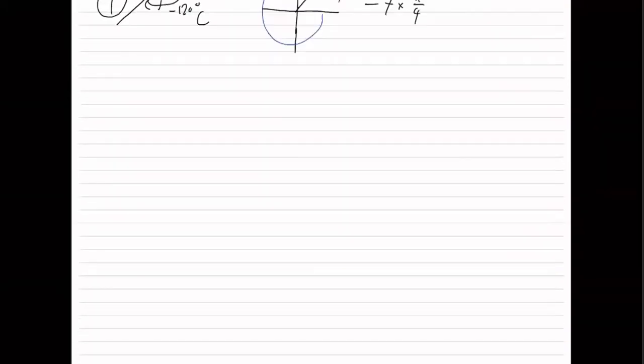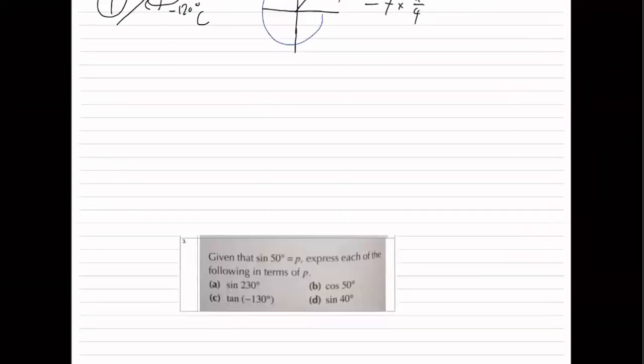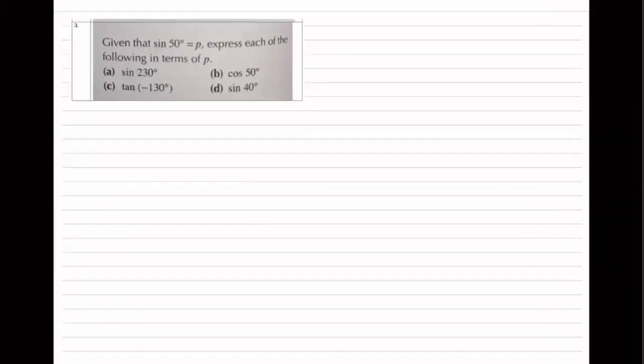Let's try question 3 now. We are given that sine 50 degrees is P. Express each of the following in terms of P. So what is 50 degrees here? It's really just the alpha. But basically you're supposed to work it out yourself. You realize that in every single question the alpha is 50 degrees, or maybe the complement, which is 40 degrees. Okay, I will let you work it out. We'll work through it together. So let's see, sine of 230 degrees.